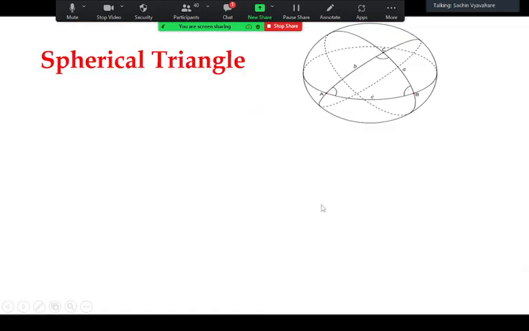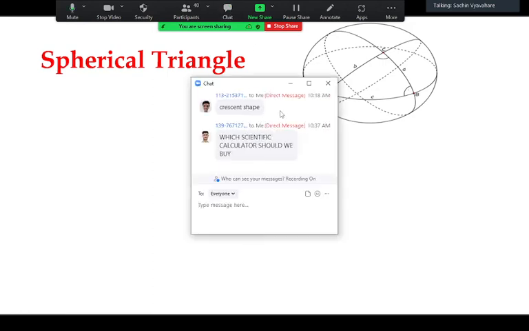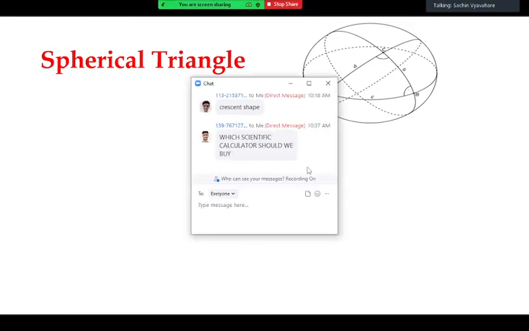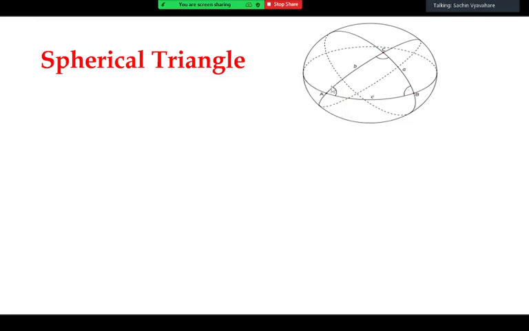Let us come to the few remaining properties here. Which scientific calculator should I buy? Generally this FX100 MS is enough. You can buy any other scientific calculator, but a few tabs should be there, mainly this degree, minute tab. So FX100 is enough, the Casio FX100 MS, that's all.